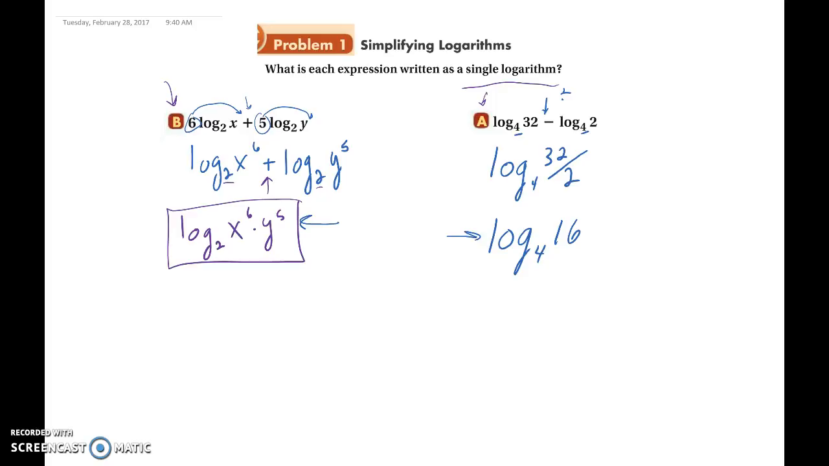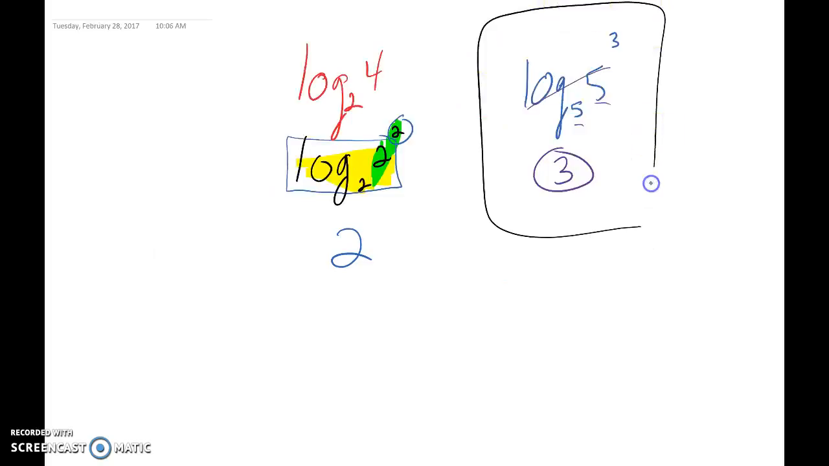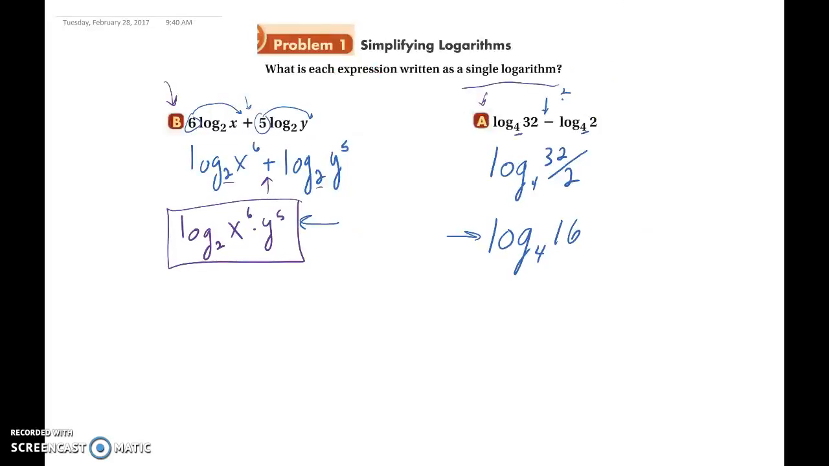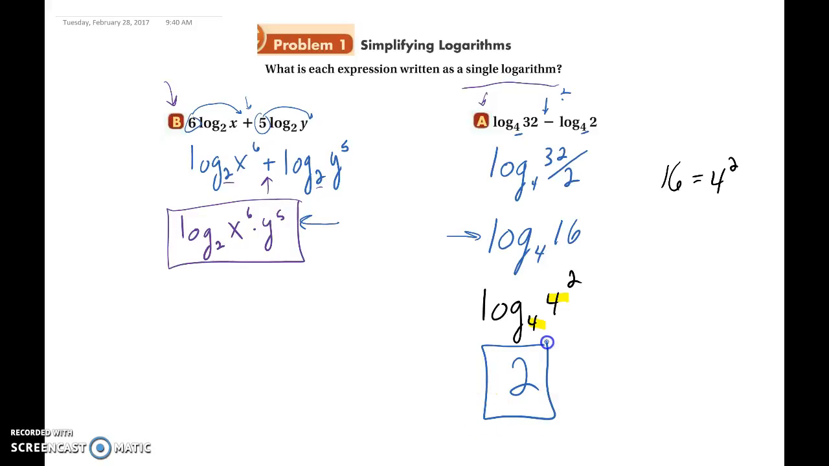And just to practice what we did on the last part, where if we have an exponent and a logarithm with the same base, they cancel each other out, we're going to rewrite 16 as 4 squared. So log base 4 of 4 squared. And since they have the same base, they will undo each other, and our final answer for this will just simplify to 2. So if you plug this into your calculator, you will get 2 as an answer. So these are interchangeable, right? And that's combining our logarithms into one logarithm.